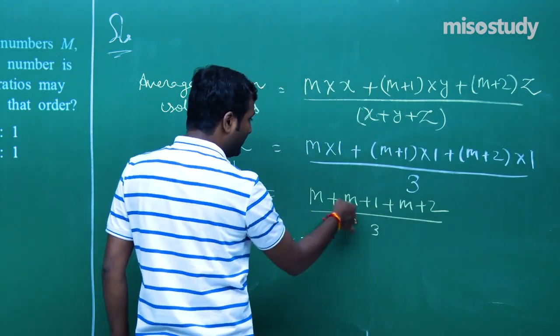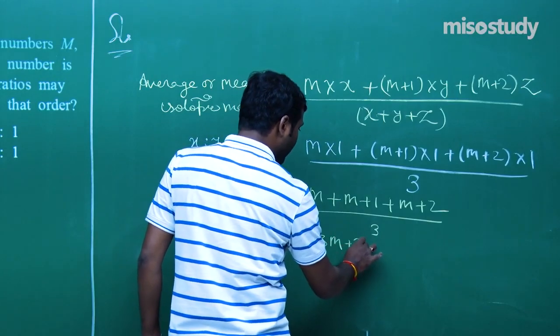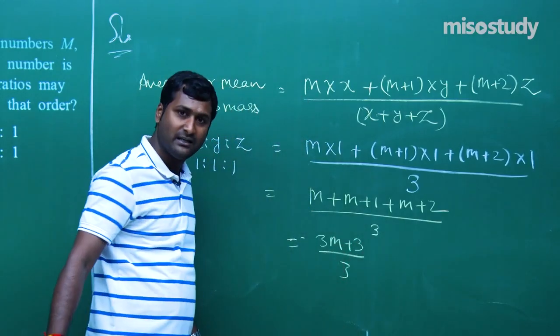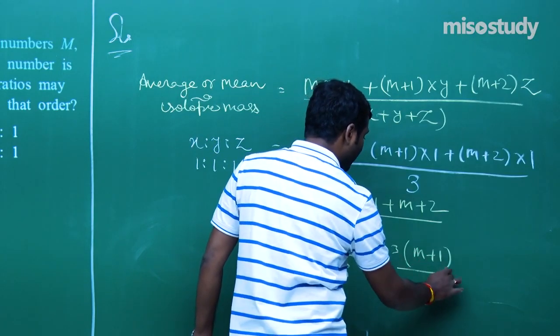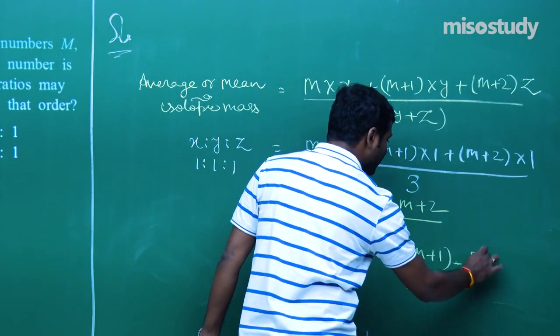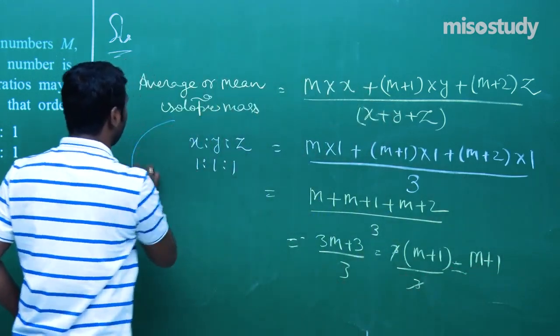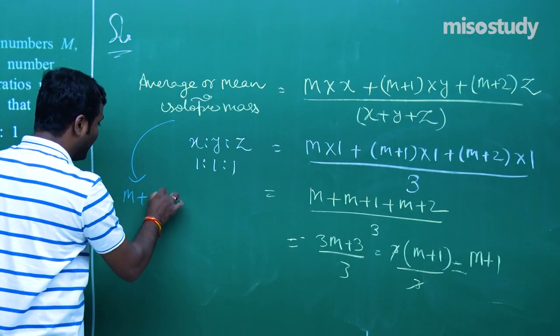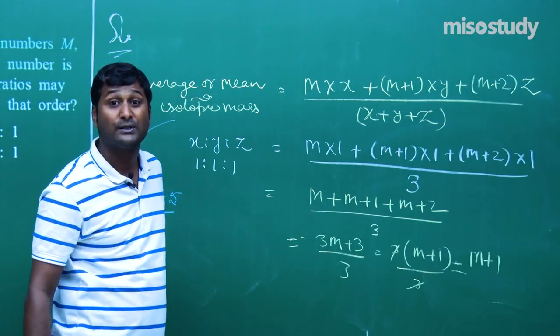Now what will happen? That is 3m plus 3 divided by 3. Am I right? Yes, sir. Now the common factor is 3, so that is m plus 1 divided by 3. The answer is m plus 1. Now check it out. But here the average value according to the question is m plus 0.5, not m plus 1. So the first option is not correct.